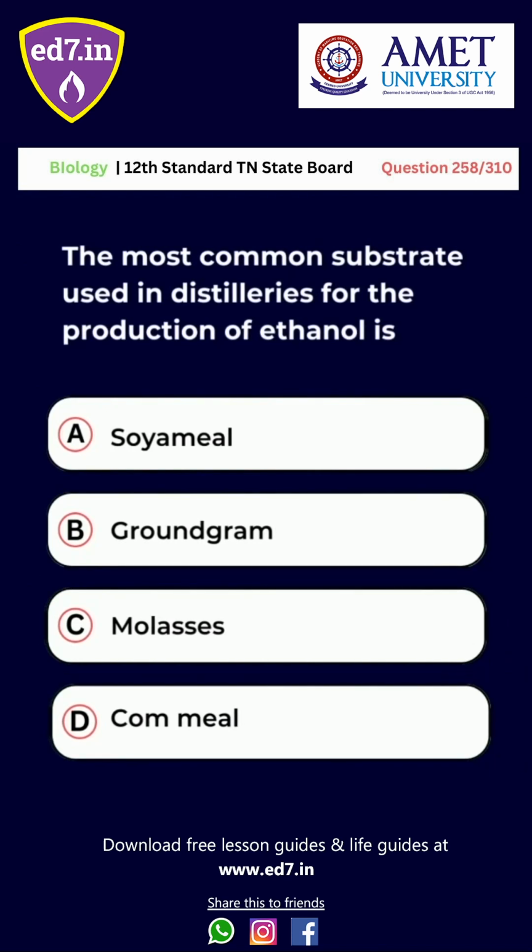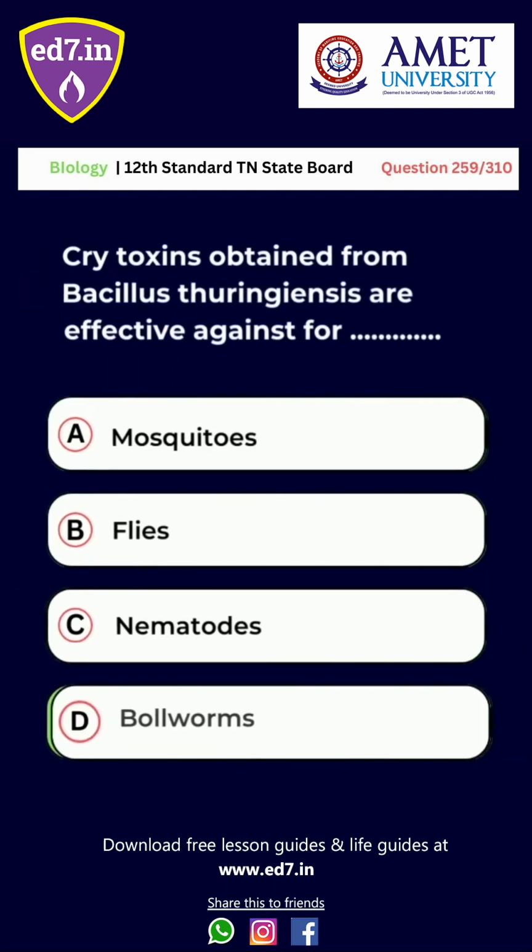Question number 258. The most common substrate used in distilleries for production of ethanol is: A. Soya meal. B. Ground gram. C. Molasses. D. Corn meal. The right answer is option C, molasses.